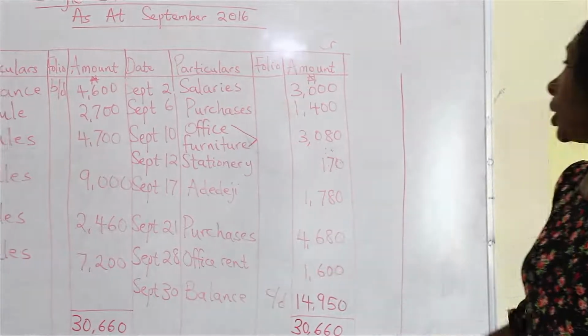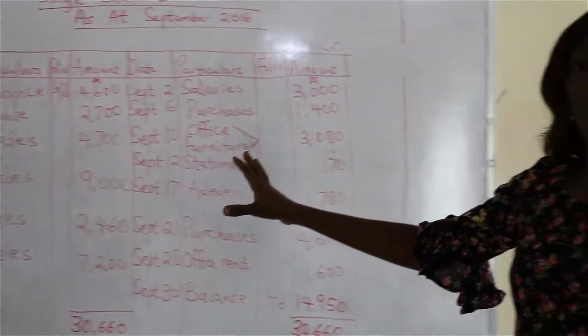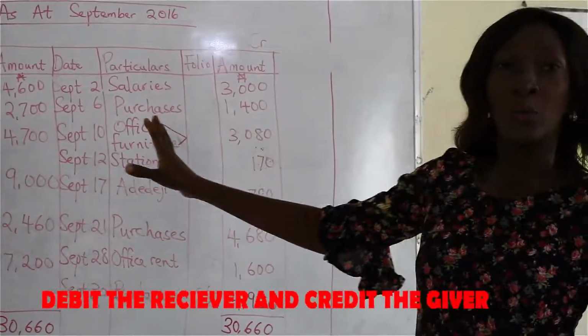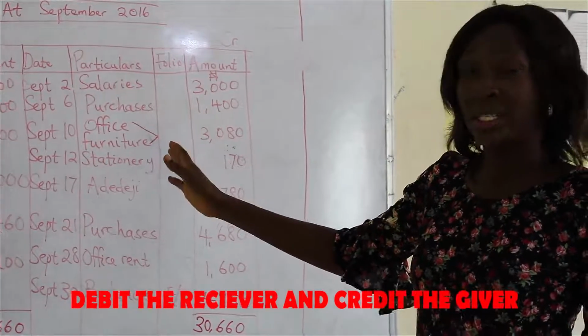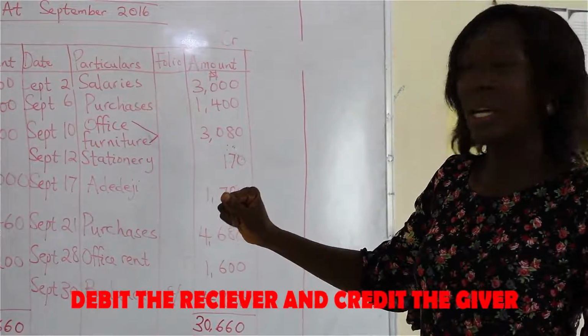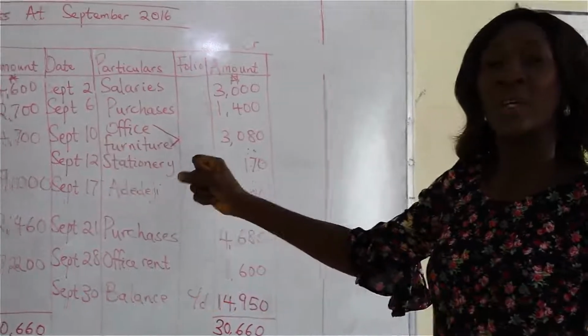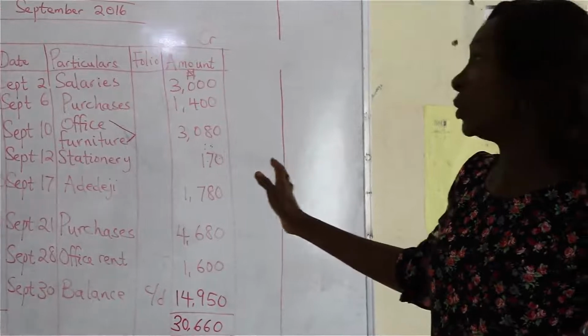Harper Company, we are to post our entries into the single column cash book using this format. Now, don't forget the rule that says debit the receiver, credit the giver. So whatever you receive in a cash transaction will be posted on the debit side of the cash book, while whatever you give out will be posted on the credit side of the cash book.